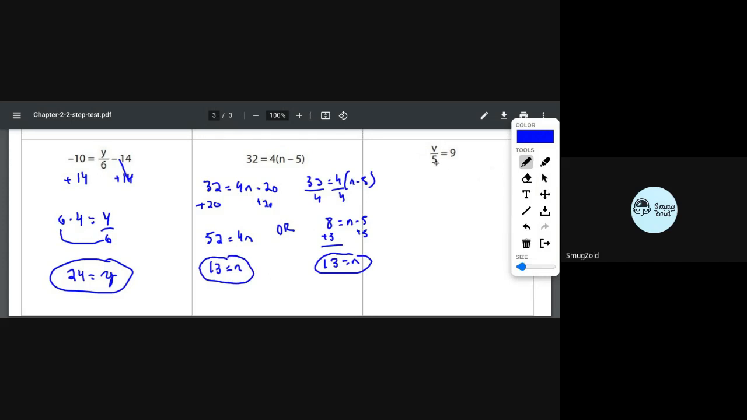Last one. Uh-oh, curveball. It's just a one step. You just take the 5, multiply it here. So 9 times 5 is 45. So v equals 45. Well, there you go. I hope this made sense.